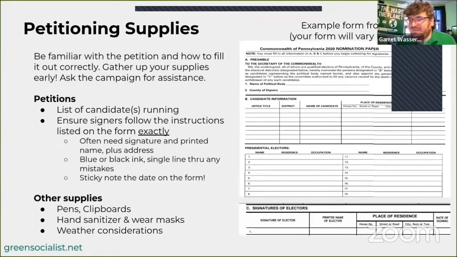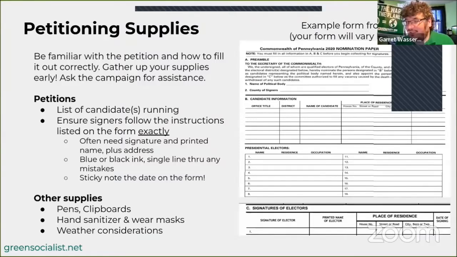All right, so the first thing is petitioning supplies, and of course, that means you have to have the actual petition. I have a picture, for example, of what our petition looks like in Pennsylvania. Of course, everyone's petition is going to look a little bit different from this, depending on the laws and requirements in your state party. But I think they mostly all look somewhat similar to this: it's some sort of legal form where you declare the name of the political party. So, we write Green Party at the top. You put the candidate's information on there somewhere, so the name and the office they're running for. And then toward the bottom right of the slide, you can see signatures of electors.